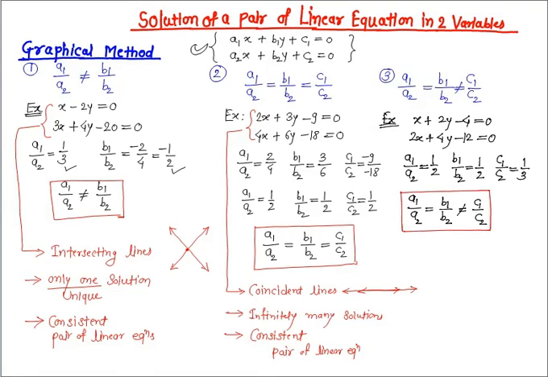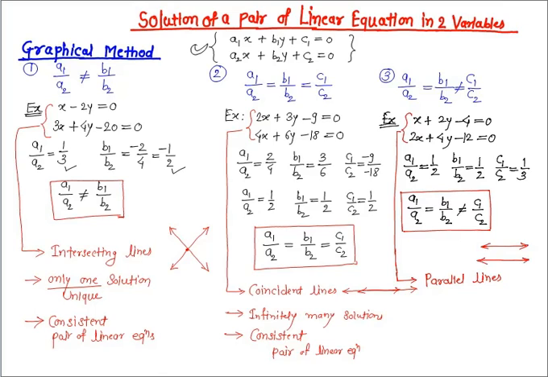So for this pair of linear equations, the graph will be parallel lines. That means the lines which are not intersecting each other. Like this, line for one equation will be like this and another equation will be like this.